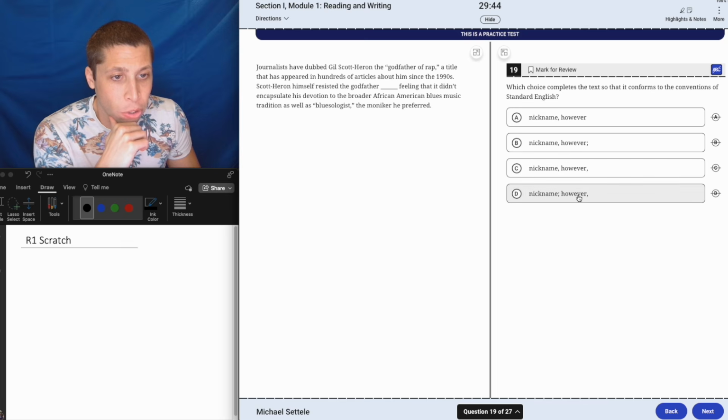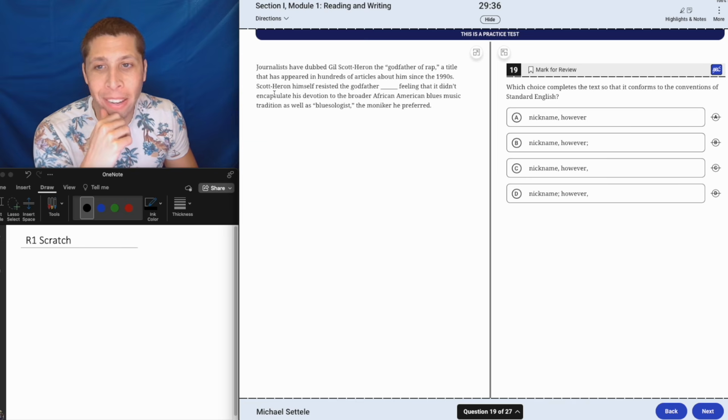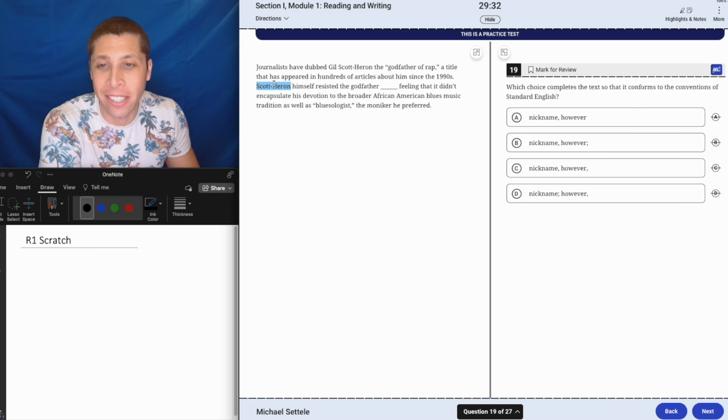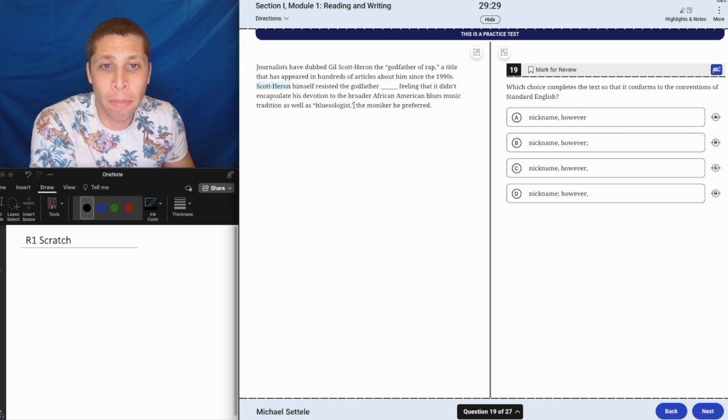Okay, first things first is we need to know if we have two sentences. So we're going to look at B and D first, and we're going to ignore the word "however" here. This is the connector placement rule. And I know that I'm the Scott Heron. This is a copy. So far, I think we've got a couple copies. I've seen this name before. Okay. Scott Heron himself resisted the Godfather nickname. That's a sentence. Feeling that it didn't encapsulate his devotion to the broader African-American blues music tradition as well as bluesologist, the moniker he preferred.